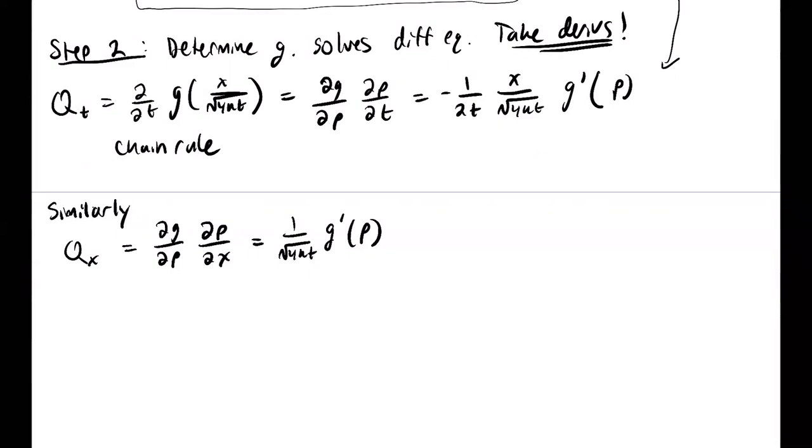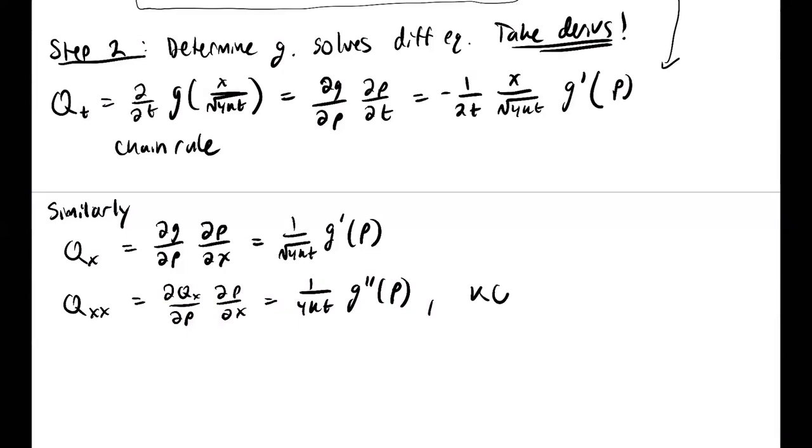And then if I take one more derivative with respect to x, this is going to be given by the derivative of q_x with respect to p times dp/dx again. And so this has the effect of giving you a second order derivative of g, and then multiplying again by this thing that we got over here. So this is going to be 1 over 4kt times g prime prime of p. Right. And so therefore, if I multiply k times q_xx, which is what shows up in the PDE, I get 1 over 4t times g prime prime at p.